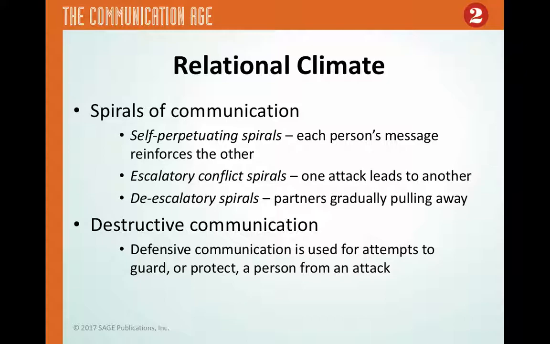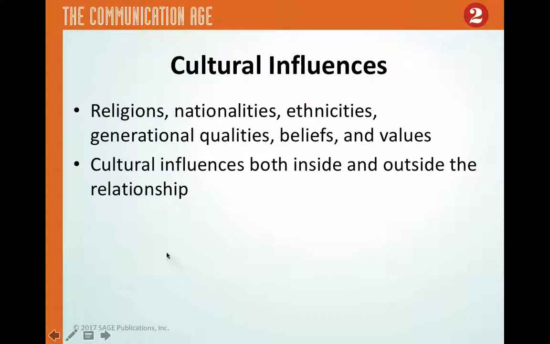There's also destructive communication. Defensive communication is used in attempts to guard or protect a person from an attack. So we use communication in very destructive ways, and then we get defensive when those destructive forms of communication present themselves, and these aren't healthy for relationships.